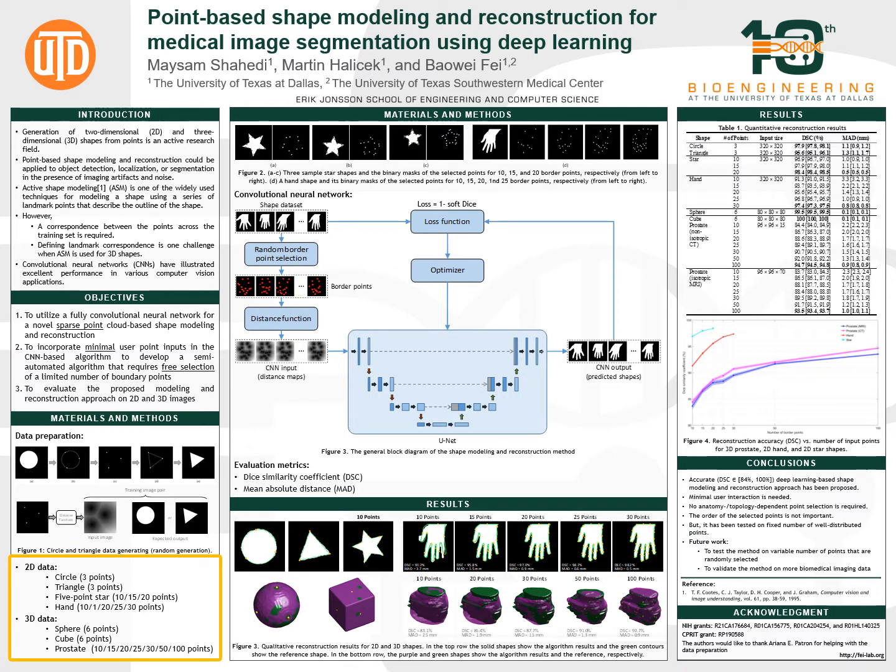To test our hypothesis, we generated different datasets of 2D and 3D shapes, including geometric shapes like circles, triangles, stars, spheres, and cubes, as well as hand and process shapes as biological datasets. For each shape, we randomly selected evenly distributed boundary landmarks and made a binary mask of the points. We applied the distance function to each point mask to make an intensity gradient toward the points. It made it easier for the CNN to see the points through convolutional operations.